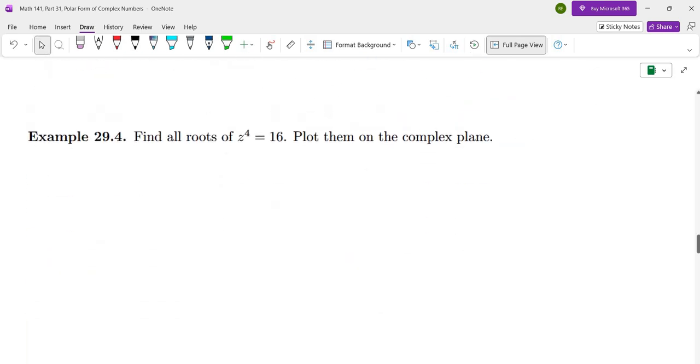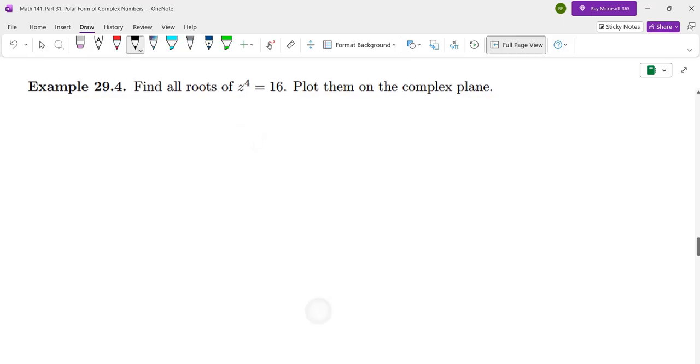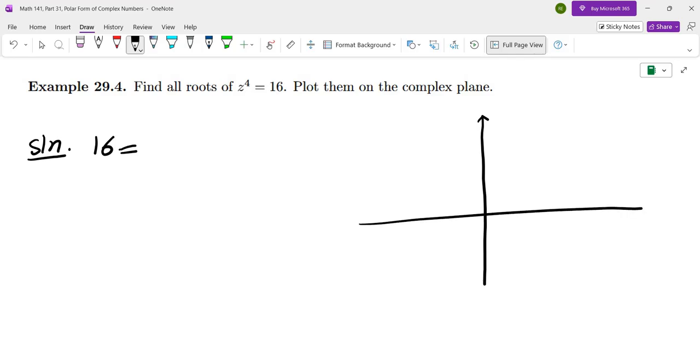Okay, we can also use the polar form of a complex number to find roots of a complex number. You want to find the fourth roots of 16 in this example. So what do we need to do? We need to find 16 in polar form. Well, let's draw that on the complex plane. 16 is on the real axis, and it's also the positive part of the real axis. So the angle is 0. So that's what we have.